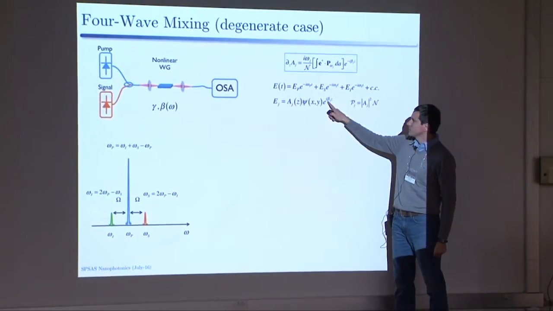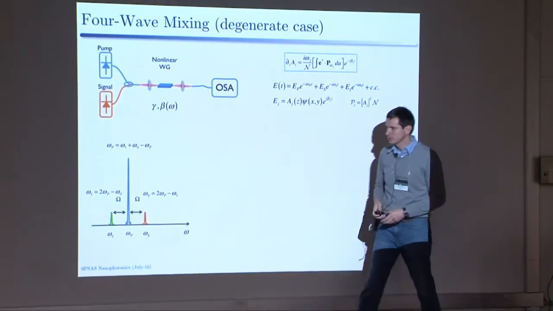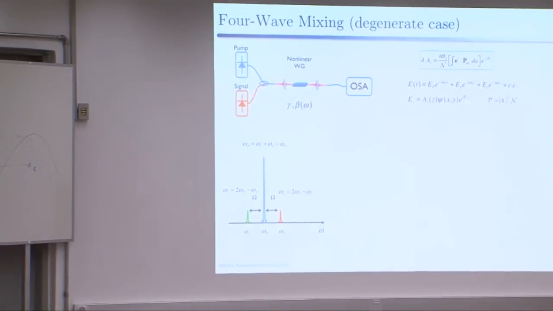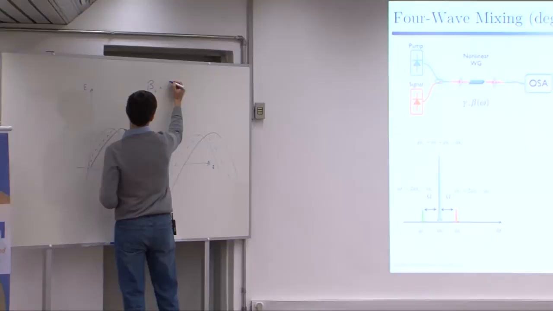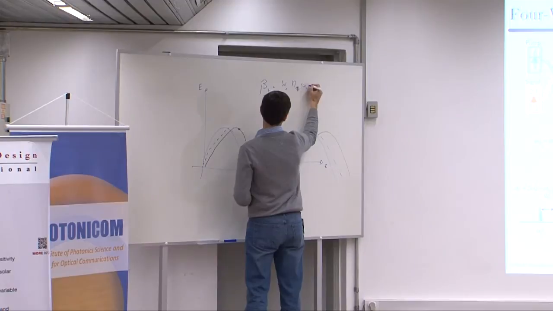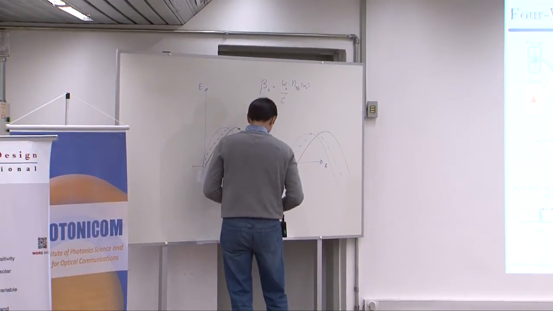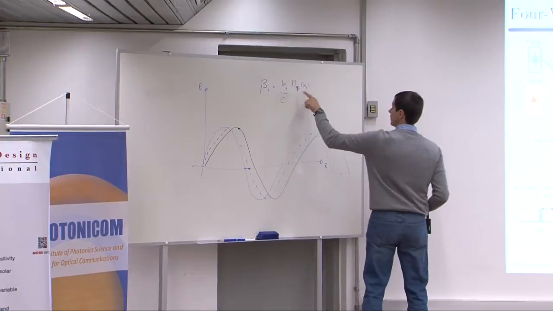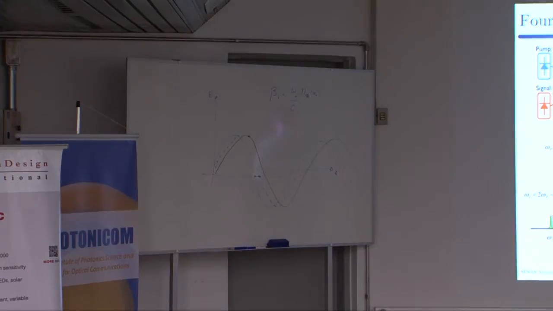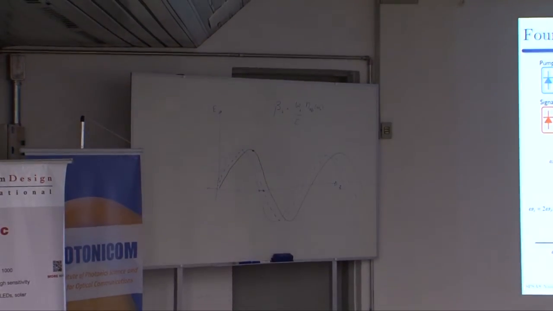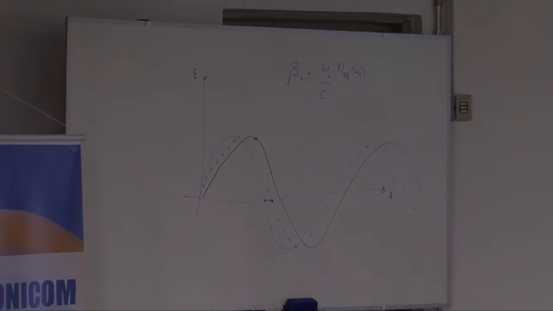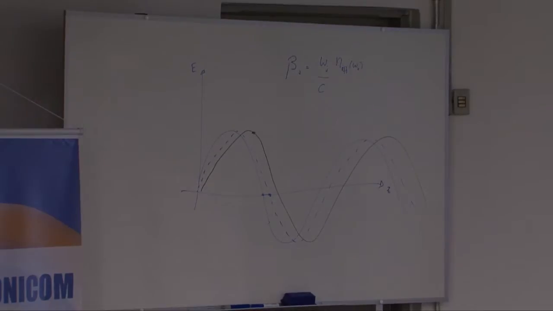But what does change is the effective index, the propagation constant. So the propagation constant we can always write as omega over c multiplied by the effective index. The effective index is the eigenvalue of the Maxwell equations when there is no nonlinear polarization. So the phase is different for each mode. And this is going to get into the concept of phase matching, which is very important now.